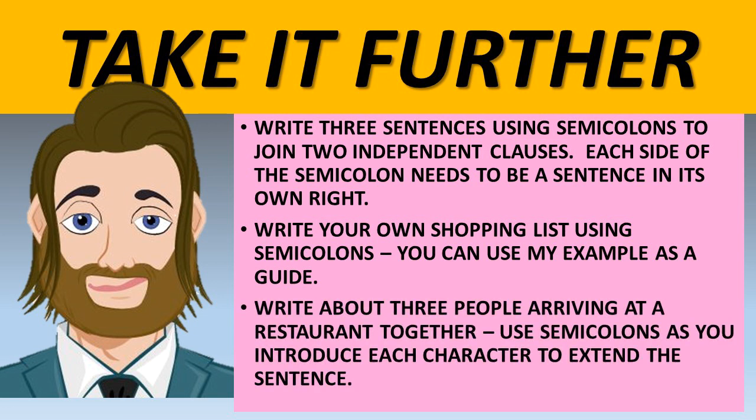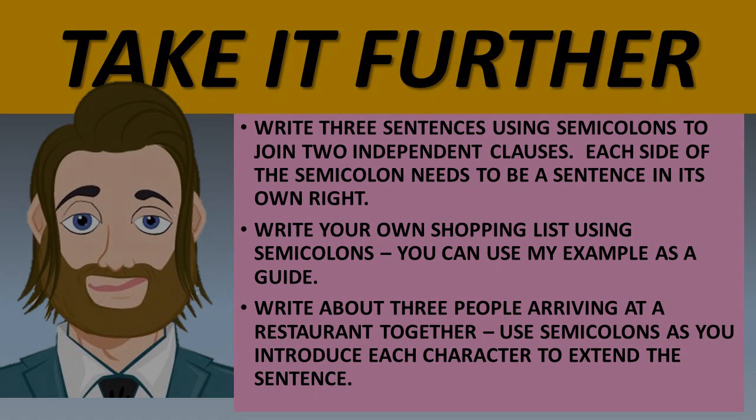And another thing you can do is write about 3 people arriving at a restaurant together. Use semicolons as you introduce each character to extend the sentence. So you're doing the same thing as you would be doing with a shopping list, but now you're writing a piece of fiction and you're taking the information about each character a little bit further. You're doing something quite complex and technical without it looking like a list necessarily, but the rules are the same.